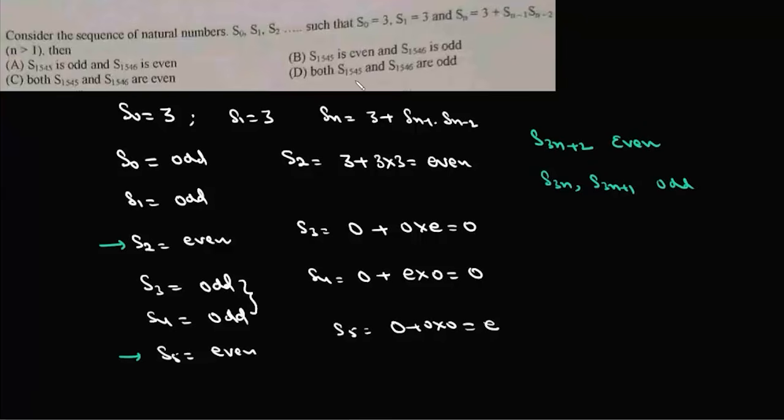Now it is asking for S1545 and S1546. If we look at 1545, it is divisible by 3; this is 3 into 515. So it's a multiple of 3, of the form 3n, so this is odd. And 1546 will be 3 into 515 plus 1, which is of the form 3n plus 1, which also is odd. So both these numbers are odd. That means the correct option is option D.